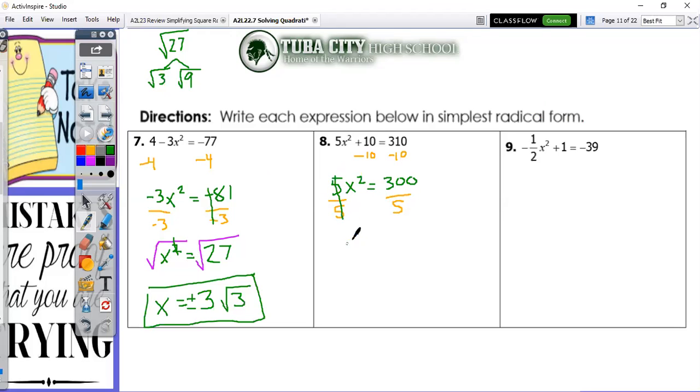Cancel the 5. X squared equals, now what is 300 divided by 5? All right, so here's what I'm going to do. I'm going to ignore this last 0. Just pretend like it's not there. 30 divided by 5. Okay, you might know it's 6. Now bring back that 0, so it would be 60. And that's how you can divide any number that ends in 0, or any number that's divisible by 10.